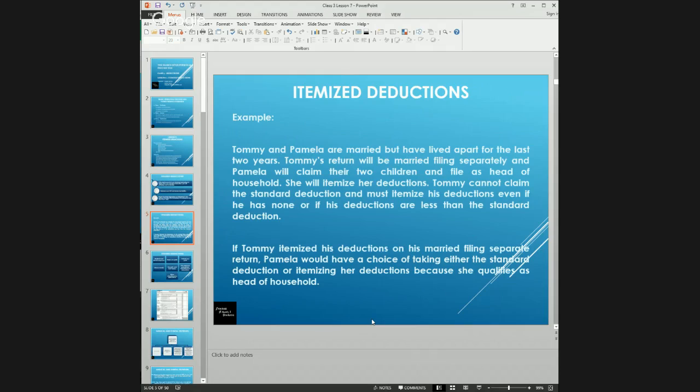However, if Tommy itemizes his deductions on his married filing separate return, Pamela will still have a choice because she is filing as head of household. So head of household does not have a restriction, but married filing separately does have a restriction. So even though you have a couple, each filing with separate filing statuses, only the one with the married filing separately filing status is limited in taking the standard or the itemized deduction based on what the other spouse is doing.